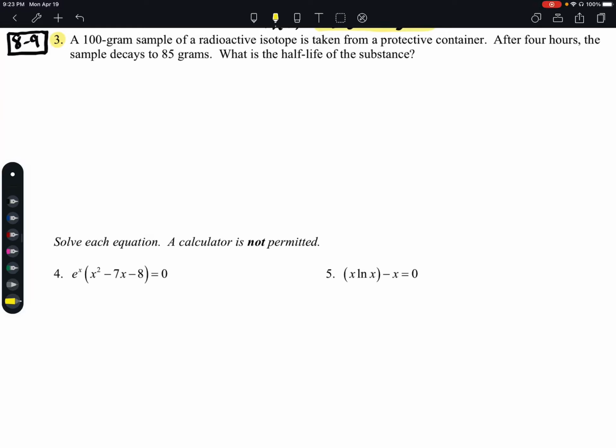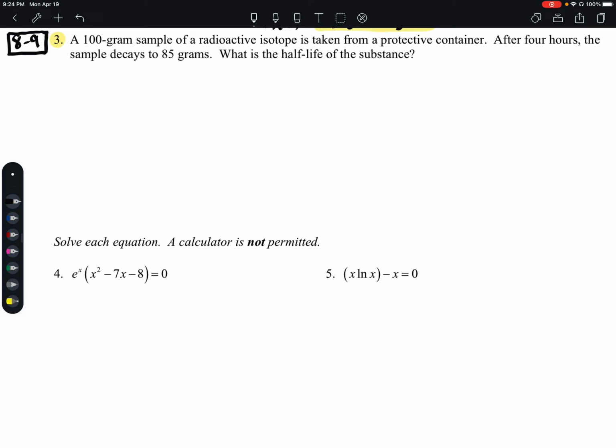This is worksheet 8-9, problem number 3. It reads, a 100-gram sample of radioactive isotope is taken from a protective container. After 4 hours, the sample decays to 85 grams. What is the half-life of the substance? So we're trying to figure out the half-life of this substance.